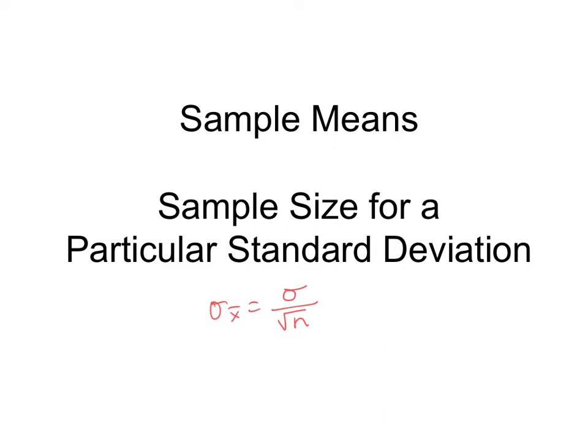So we can control the size of the sampling distribution standard deviation by adjusting the sample size n. The bigger the sample size, the smaller the standard deviation of the sampling distribution will be. And remember, that makes sense because the bigger the sample size, the more accurate our samples will be. Okay?